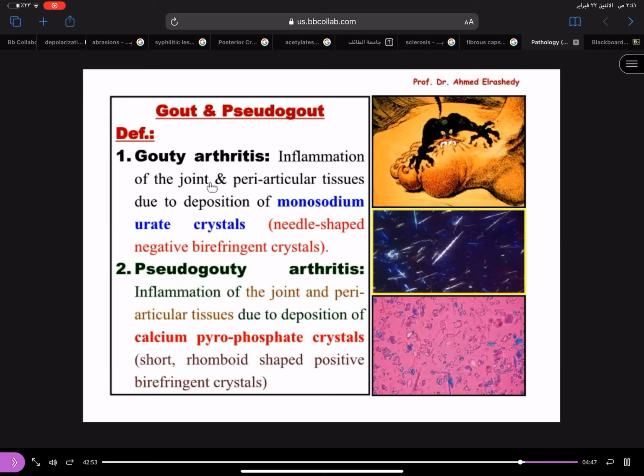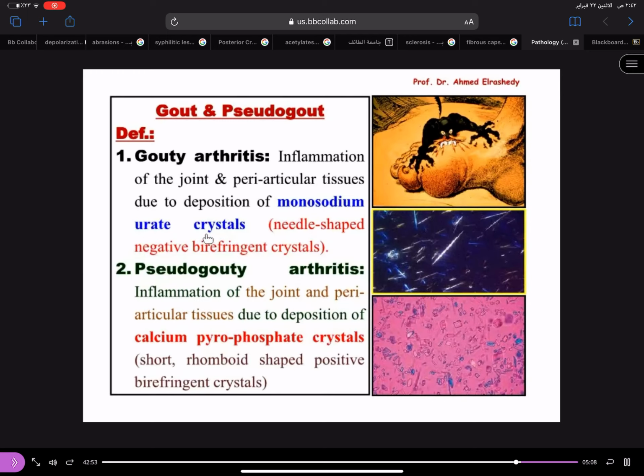So, two words you should know. This is the inflammation, number one, and inflammation due to urate crystals. So these crystals are formed, which leads to inflammation. And when inflammation is there, all the signs of inflammation will be there: the redness, hotness, swelling, pain, etc.